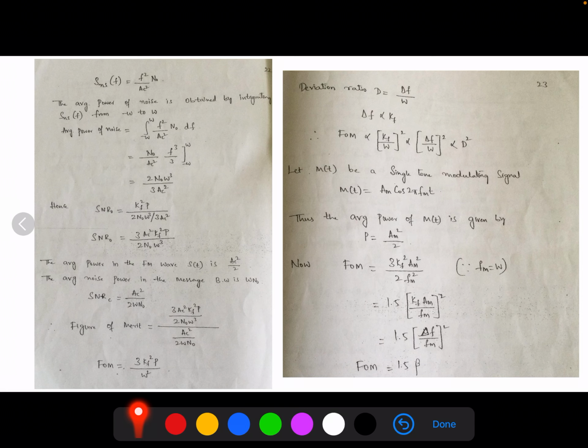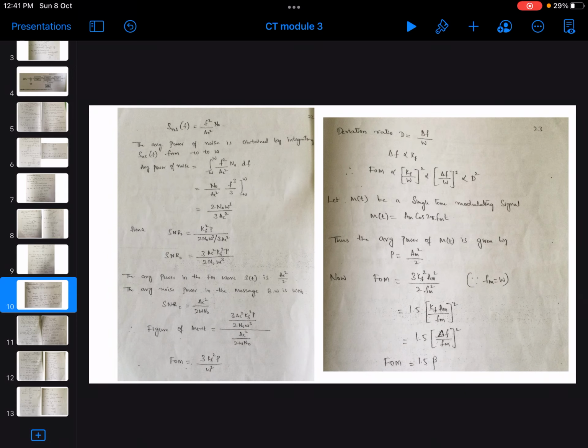So this is all about the FM system, how noise is going to affect the system, and what the figure of merit is, what the capture effect is, and what the threshold effect is. Thank you.